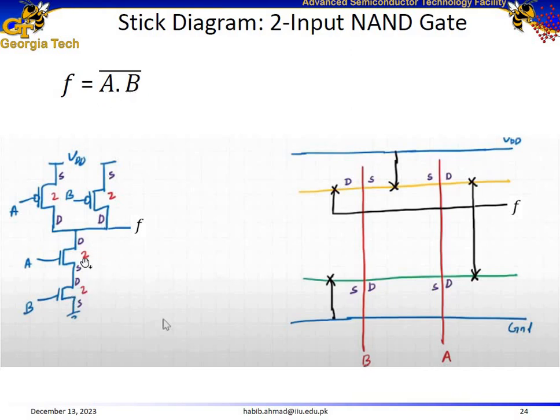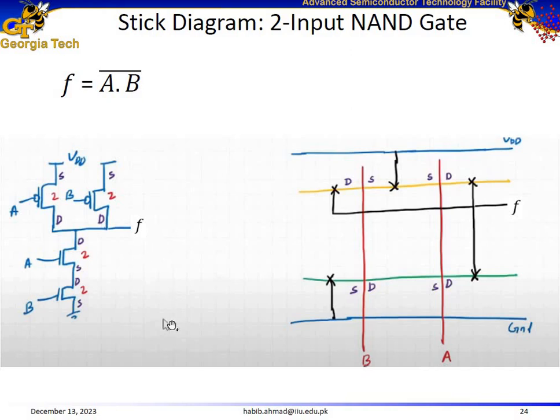A and B are in series in the pull down network, so they are going to be in parallel in the pull up network. Now in order to form the stick diagrams, it is crucial to label the sources and drains of all these transistors. We know that the source of a PMOS transistor is connected to the supply voltage. So we can label them as S and D for transistor A. Similarly for PMOS B, the source is connected to VDD and this becomes the drain, which is connected to the output.